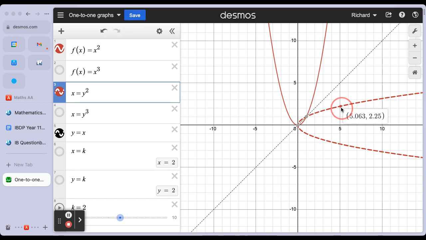No, I'm not going to get exactly, you can see approximately here. This is 5.06 and 2.25 here. So all you're doing realistically when you've got a function and its inverse is you're flipping the x and the y values. Okay. Questions?